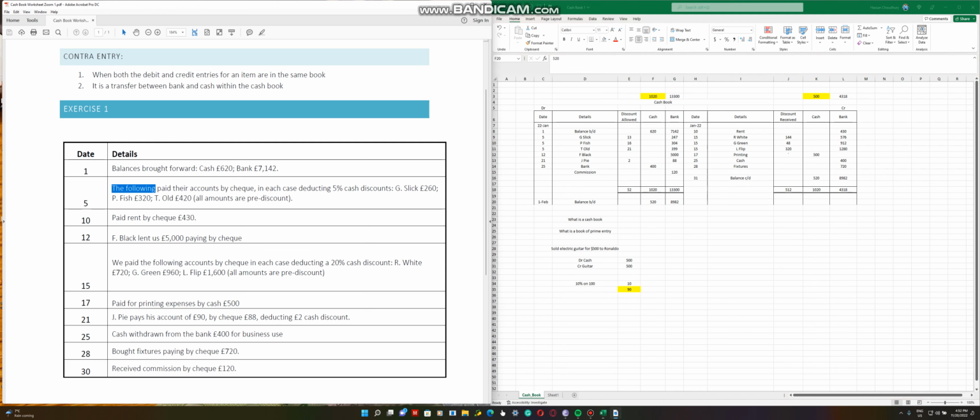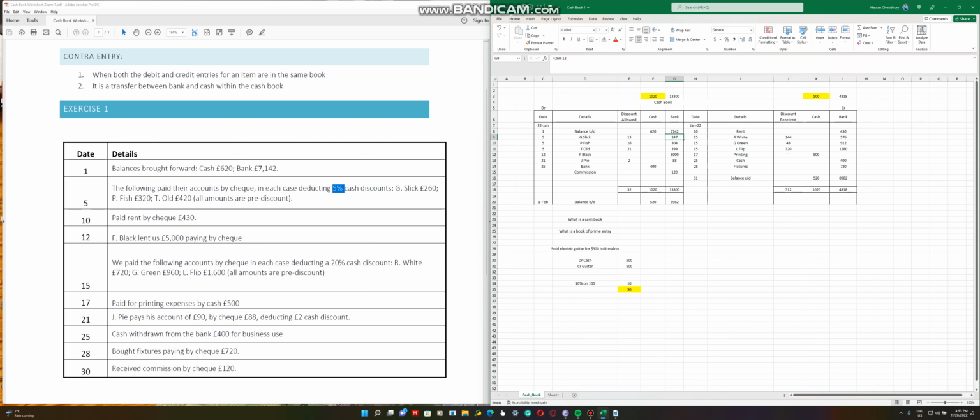Now, the second transaction says the following paid their accounts by cheque, in each case deducting 5% cash discount. These are my customers because they are paying me. Or they don't have to be customers, just say they're individuals who are paying me. Anytime I get money, it's debit, so it's on the debit side. Now you have to consider that they're not paying the full amount. They're getting a 5% discount. Say you got 10% on 100, you get 10 discount and you actually pay 90. Same for this one: if he gets a 5% discount on 260, the discount amount is 13 and he's only paying us 247. The way we calculate it is 5% of 260, which gives you 13.